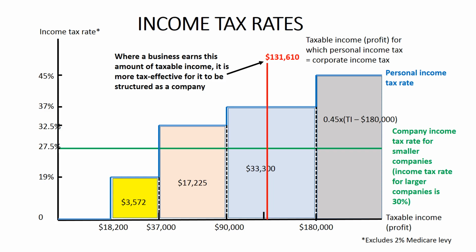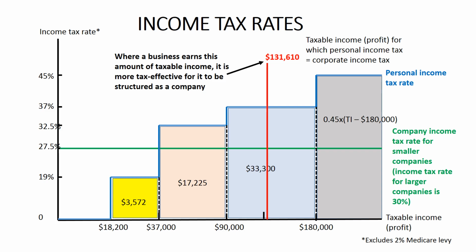Now, compare this with the tax that a company pays. The green line shows the corporate income tax rate that applies to companies. Where a company makes a profit, the company pays a flat tax rate of 27.5% if it is a smaller company and 30% if it is a larger company. But unlike a sole trader, a company pays tax on each dollar of profit that it makes.